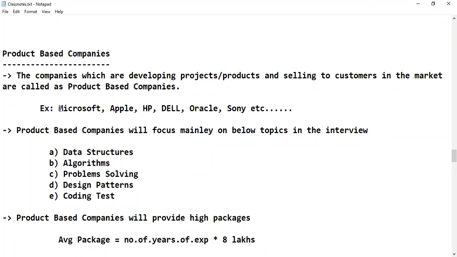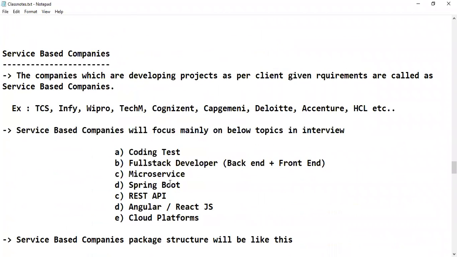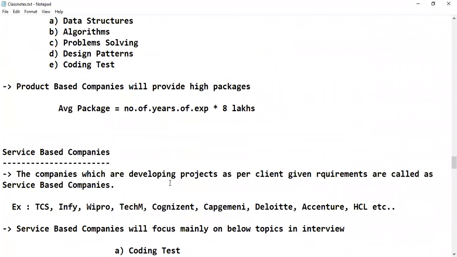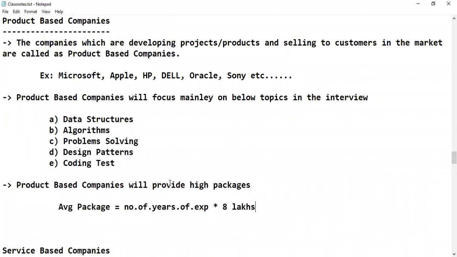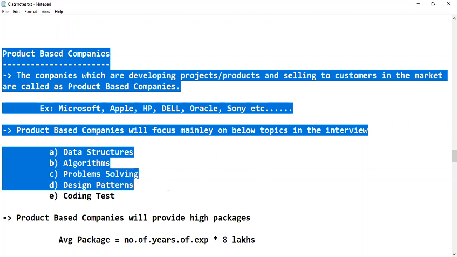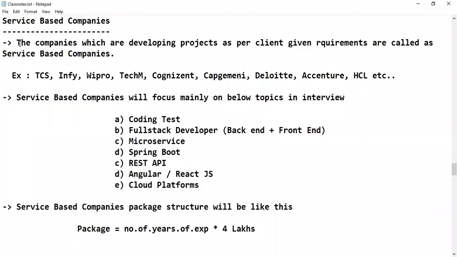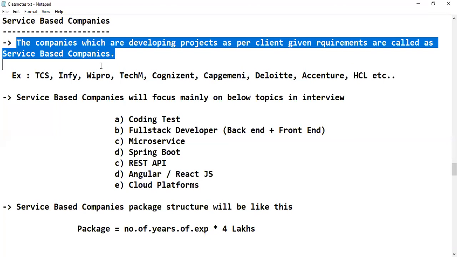So that's why when you join a product-based company, packages will be good, but on-site opportunities are very, very less. If you go to a company like Oracle, do you think that you are going to get on-site in Oracle? No, they don't provide you on-site because Oracle is not doing any service. Oracle is a product-based company. They are developing the projects only for their company. So on-site opportunity will be very less in product-based companies. But if you go for service-based companies, these companies are developing the projects as per the client requirement.